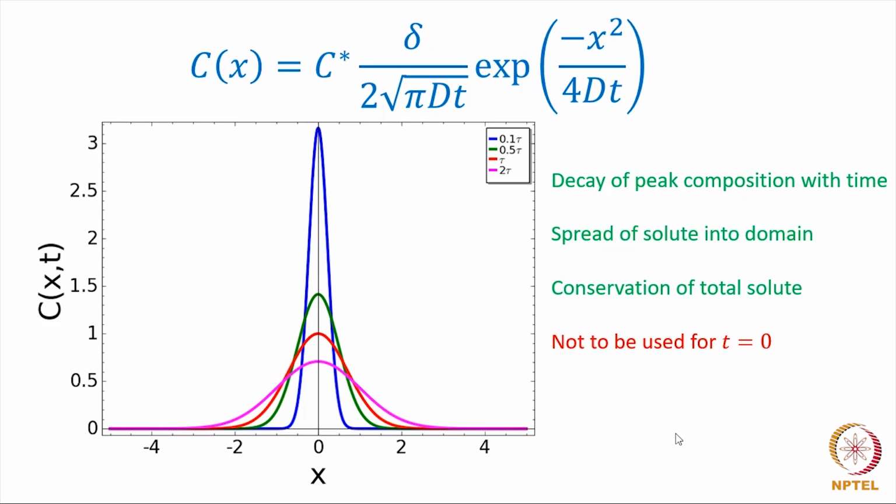And as you can also see, the profiles are quite smooth, which means that it is not to be used for t is equal to 0. In fact, if you substitute t is equal to 0, the composition profile would blow up, and that's not the reality. So we will not apply this solution for t is equal to 0. For any finite time it can be applied.